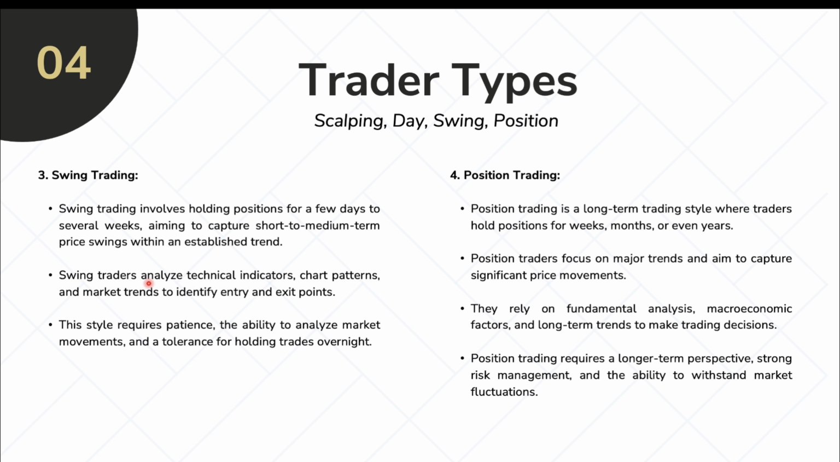Swing traders analyze technical indicators, chart patterns, and market trends to identify entry and exit points. So for example, you have that low reversal, you go to the upside, and you have an old high as your target as an exit point. This style requires patience, the ability to analyze the market movements, and the tolerance of holding trades overnight. As a swing trader, you're going to hold your trade for a long time. And that means in that long time, you will see your trade go up, go down, go up, go down. But you need to be able to hold. So you need to have very big patience for that.